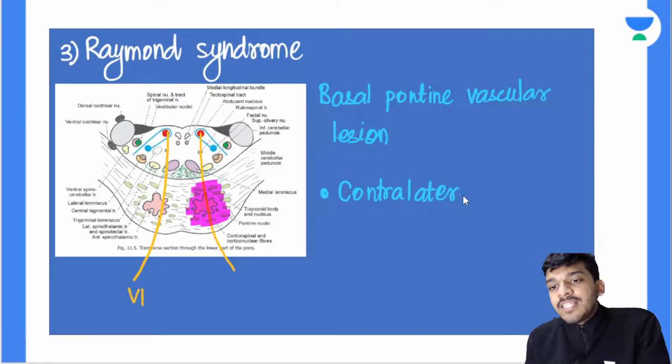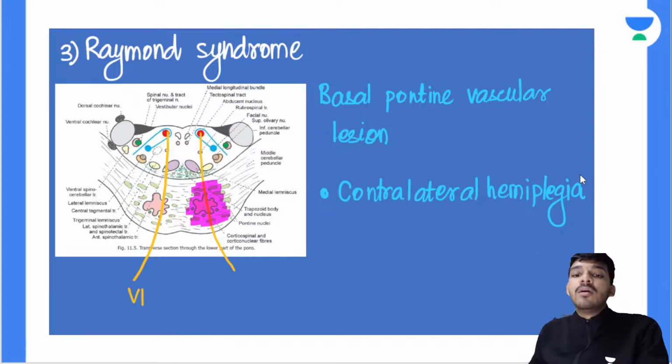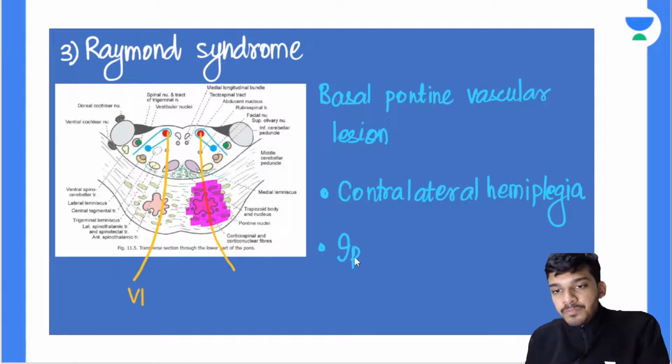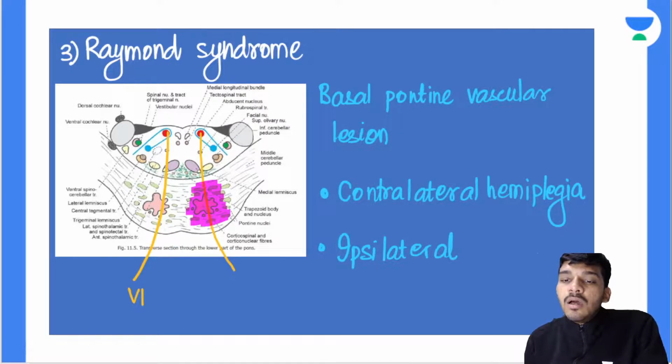Because decussation has not taken place so far. Decussation has not happened, so how will the hemiplegia be? Contralateral, right? Medullary decussation will occur at the medulla. So there is contralateral hemiplegia, and the abducens nerve is damaged. If the right side is damaged, the lateral rectus of the right eye will be damaged. So there is ipsilateral lateral rectus palsy. Raymond syndrome. Done? Simple.